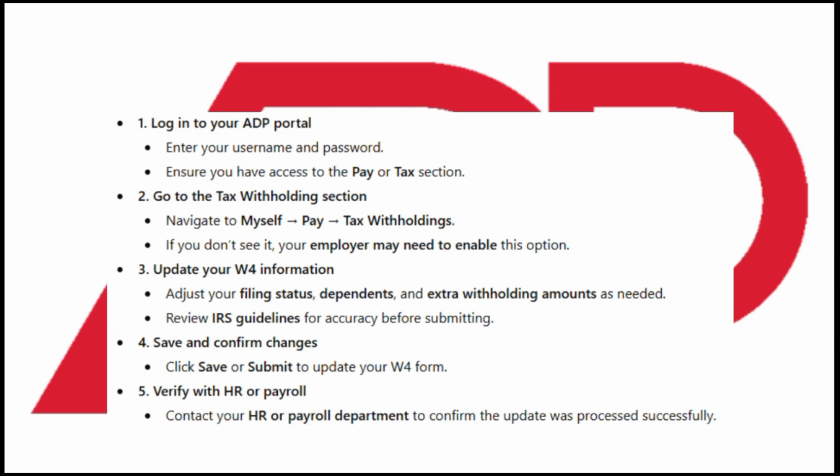You can also update your W4 information, adjust your filing status, dependents, and extra withholdings amount as needed. Then review IRS guidelines for accuracy before submitting. Once done, you can save and confirm changes. Click Save or Submit to update your W4 form.